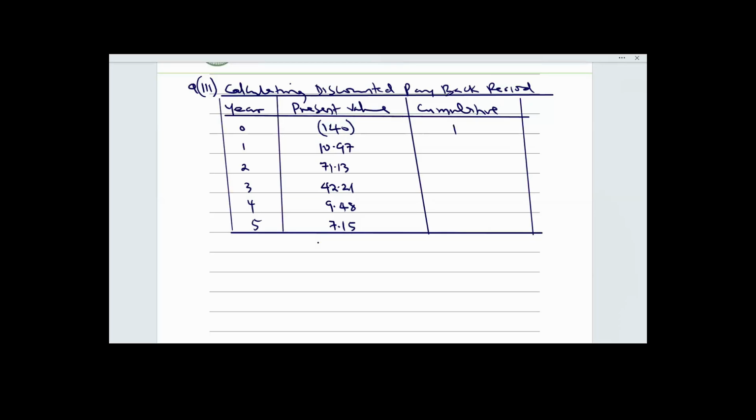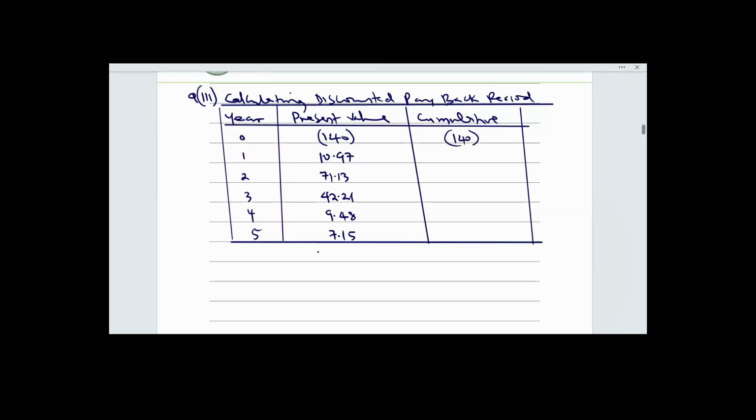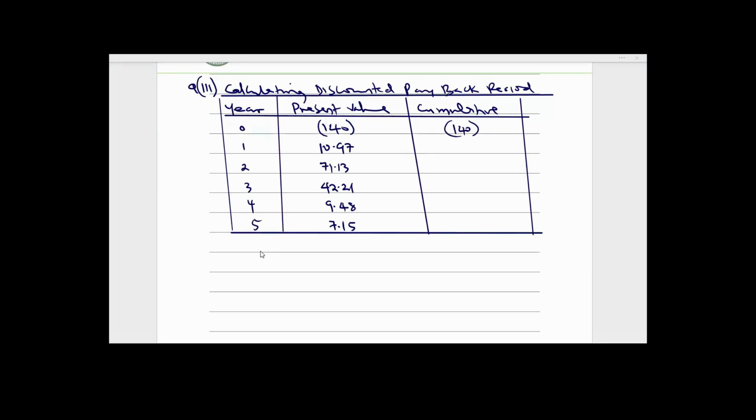So here still remains 140. You are supposed to use the present value to recover the initial investment. So we are starting with 140 million minus 10.97 equals 129.03. At the end of year 1, we have recovered 10.97. We are left with 129.03 to recover.